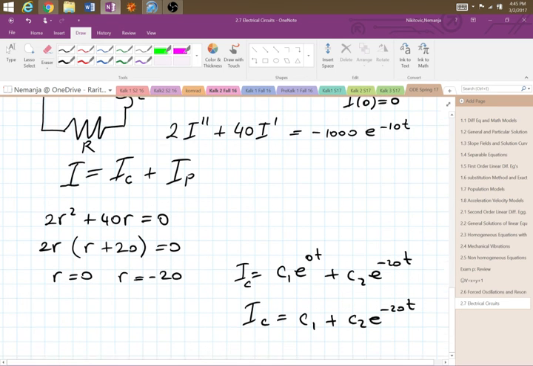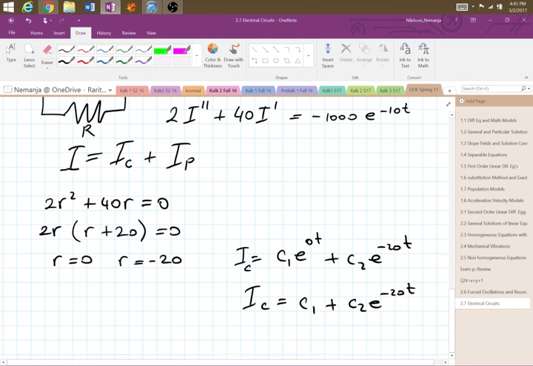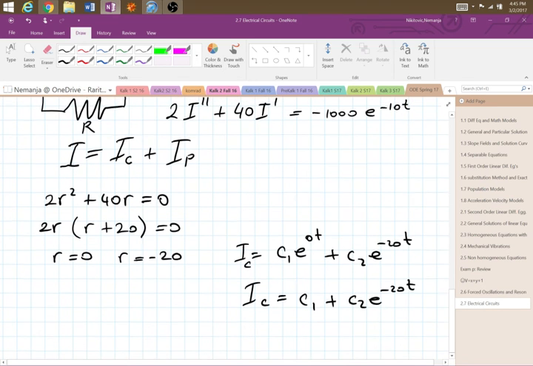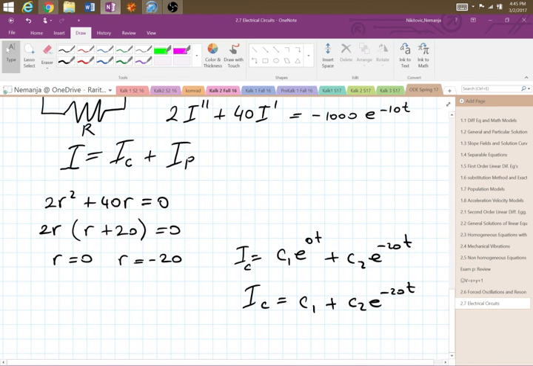Cool. So how do you do reduction of order? You just make a substitution, say u equals I prime, and then u prime is I double prime, and just plug them in. So, yeah, and you integrate. When you get the answer, you just integrate once.